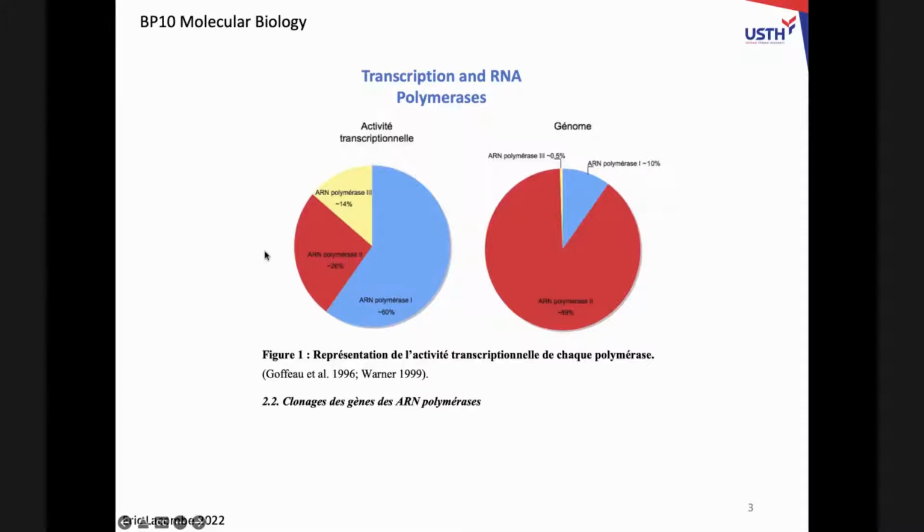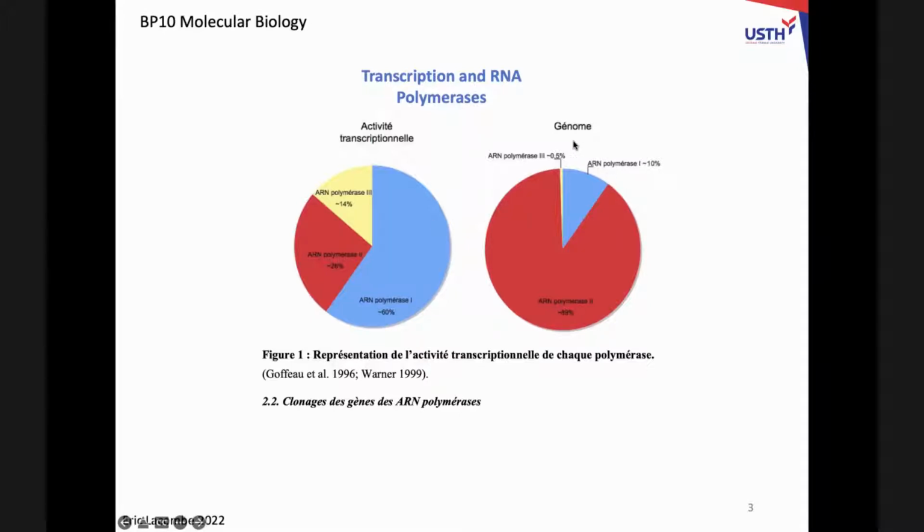And pol2, you know that it's transcribing the messenger RNA. So think about that. All the RNA that is then translated into protein to give function or to manage enzymatic activities and so on, they represent only 25% of the total RNA content inside the cell.